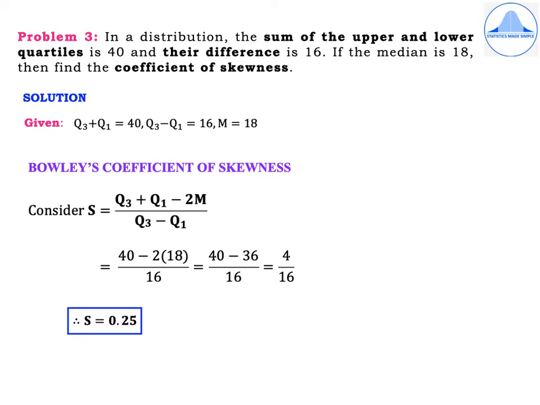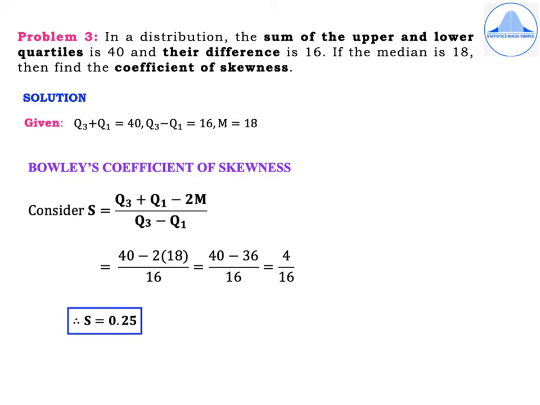Problem 3. In a distribution, the sum of the upper and lower quartiles is 40 and their difference is 16. If the median is 18, then find the coefficient of skewness. So since the problem is given in terms of quartiles, the coefficient of skewness which we have to use would be Bowley's coefficient of skewness.